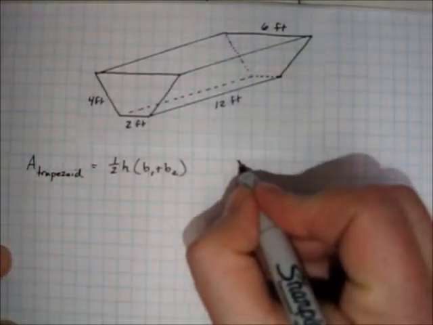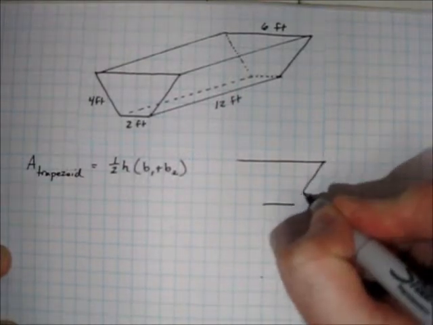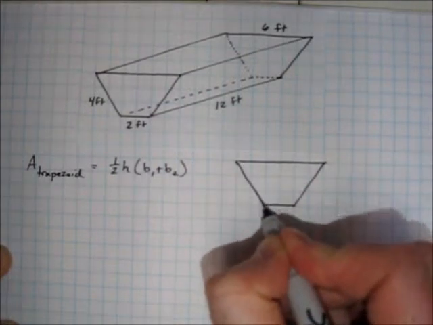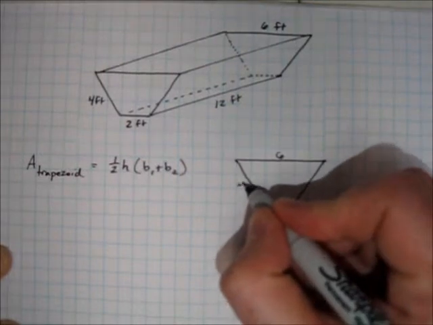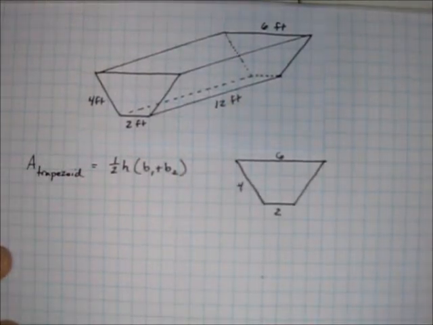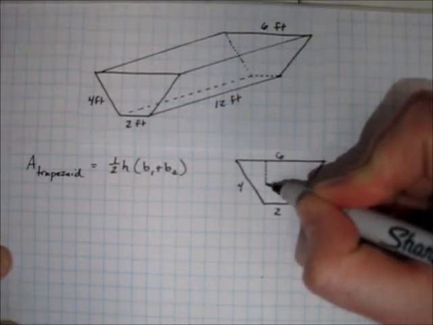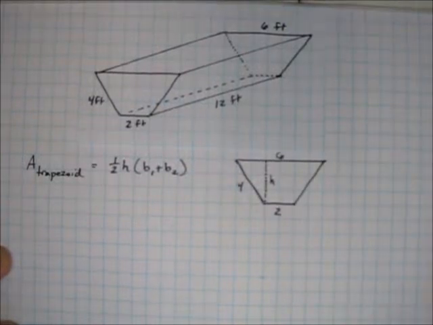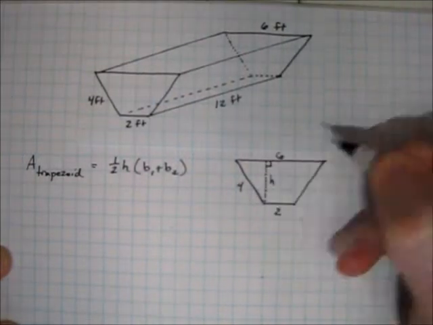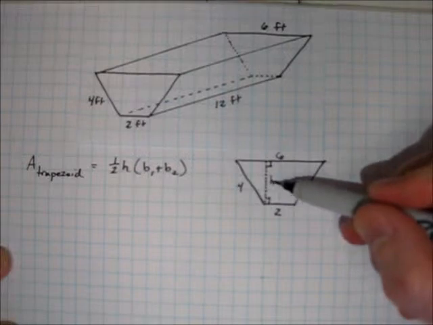So if I could recreate the end, just the base portion of the trapezoid, it looks like this. I know this is 2 and this is 6, and I know this diagonal length is 4. The height of the trapezoid is measured by the perpendicular distance. So if we were to draw a vertical line right there, that would be the actual height of the trapezoid, so that it meets at a right angle on both ends. So basically, I need to figure out h here.